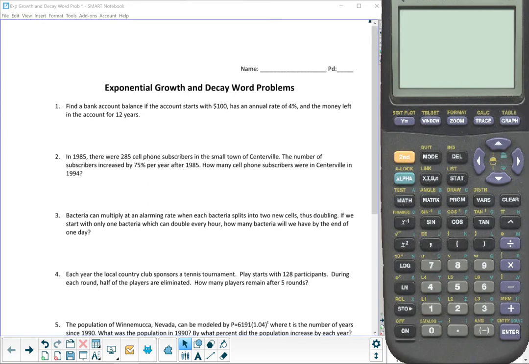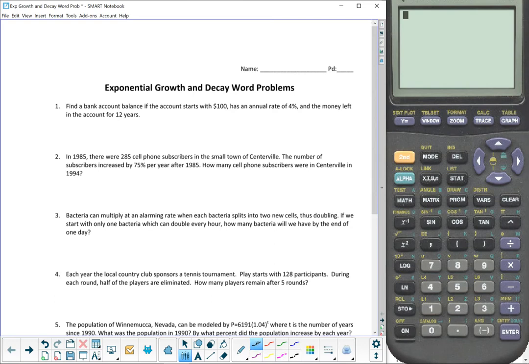All right. So starting with number one, find a bank account balance if the account starts with $100 and has an annual rate of 4%, and the money is left in the account for 12 years. We're going to go ahead and use our formula that we learned in class today, which is compounded n times per year. And in this case, it's going to be an annual rate. So that means that's one time, 4% per year.